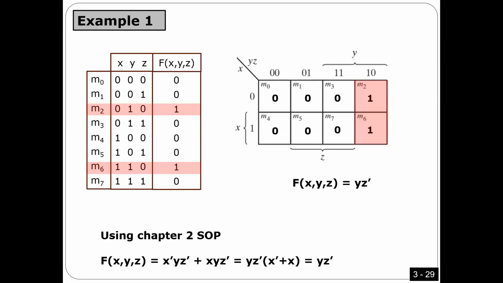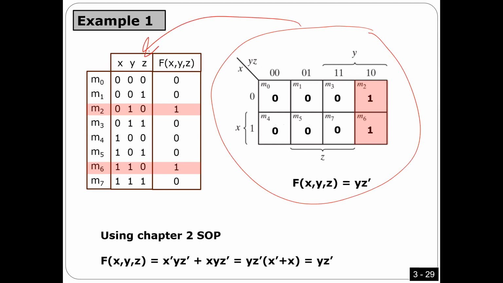Look here. This map is created for this specific case when it is X, Y, Z, where Z is the least significant bit, as you see here. So this is the least significant bit, and this is the most significant bit. So X, Y, Z. In this case, we have this map.